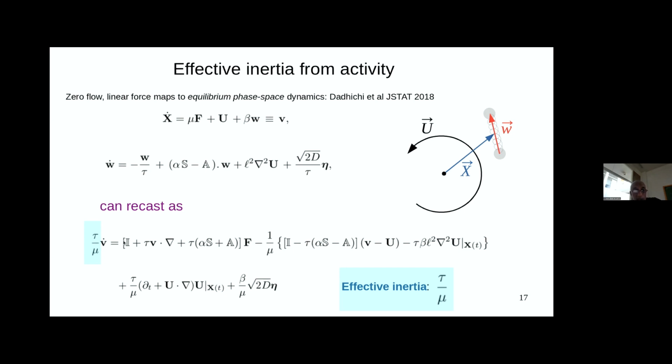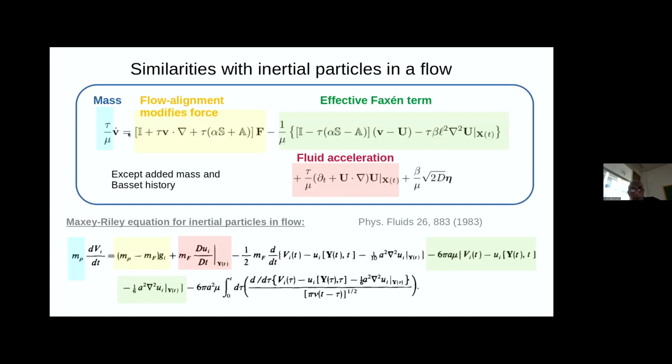on the right-hand side is 1 times the force plus corrections, then this coefficient tau over mu, the lifetime of the extended state of the dimer divided by the mobility of the particle, sorry, actually enters exactly where a mass would enter in this dynamical equation. So you can actually compare this to the Maxey-Riley equation for a particle in a flow. So let me reiterate that. This is the equation for our particle.